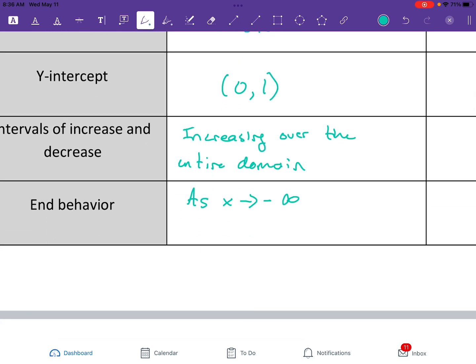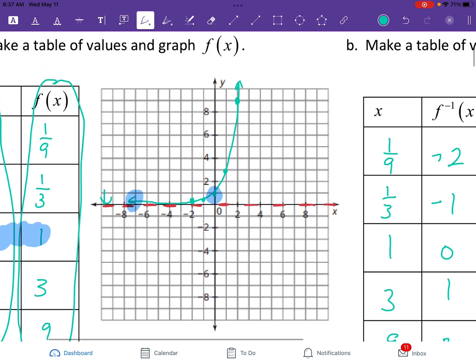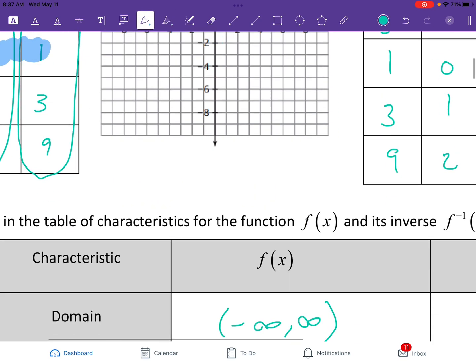So as x approaches negative infinity, f of x approaches 0. All right. Then the next one is as x approaches positive infinity. So as the graph goes to the right, let's go back up here and figure out where that is. As the graph goes to the right, it's also going up towards positive infinity.